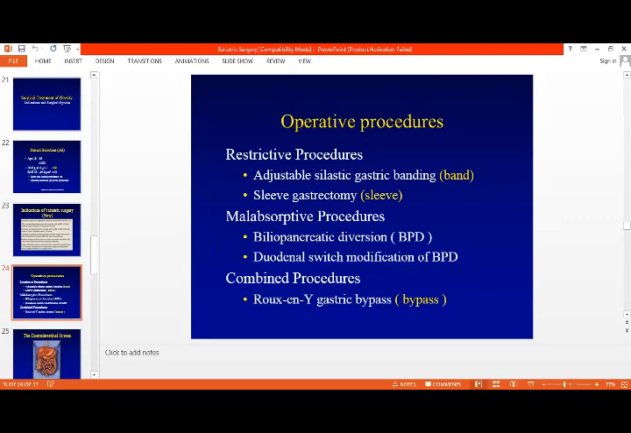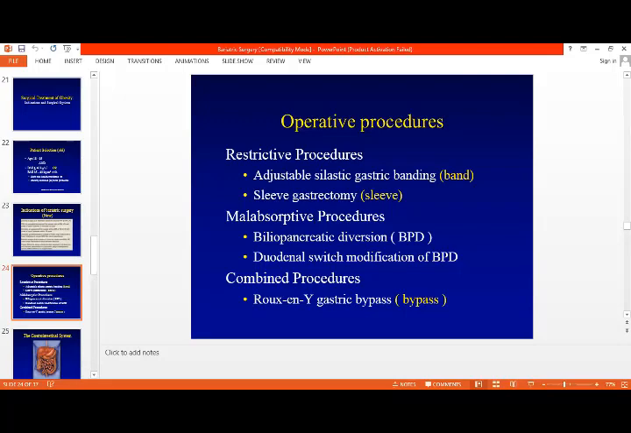The commonest procedure, one of the most common, is banding. You apply a band around the stomach, and that reduces the capacity of the stomach. Or you can excise the stomach and make it just like a sleeve or a banana shaped stomach, and these two will reduce the size of the stomach. Or you can do some kind of bypass or diversion of the small intestine so that the food is not digested properly. These are malabsorptive procedures.